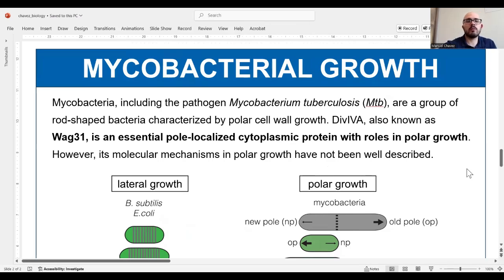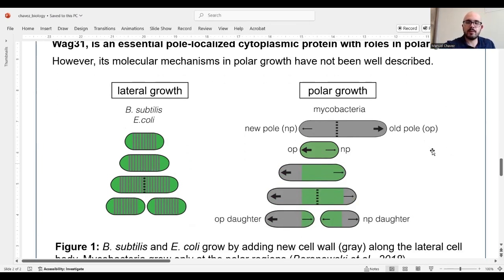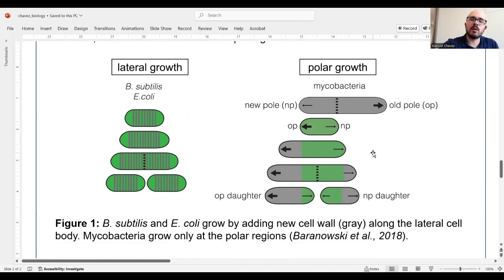Mycobacteria are a group of rod-shaped bacteria that exhibit a polar growth mode, where peptidoglycan is added to the ends, or the poles, of the cell. Other rod-shaped bacteria, like E. coli, are lateral growers, where peptidoglycan is added uniformly. So we know that mycobacteria are polar growers, but we don't know the exact molecular mechanisms of that process.